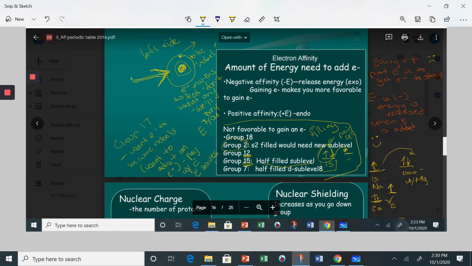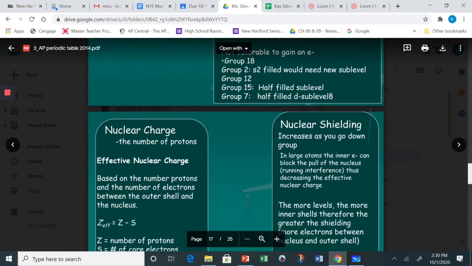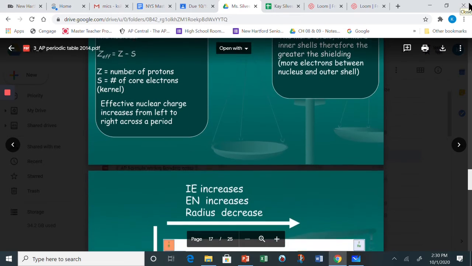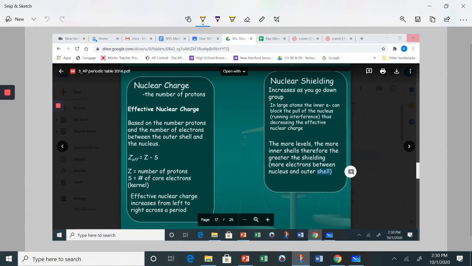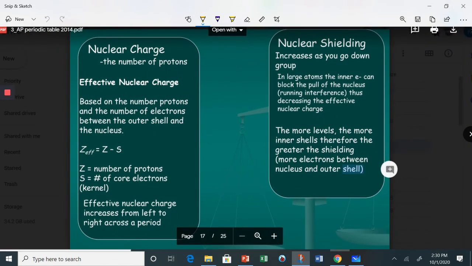All right, let's look at the next thing. Nuclear charge and nuclear shielding. Now, you really don't have to calculate effective nuclear charge, but you'll see Z effective. Z effective is effective nuclear charge. It really is based on your number of protons. So this is your total number of protons.